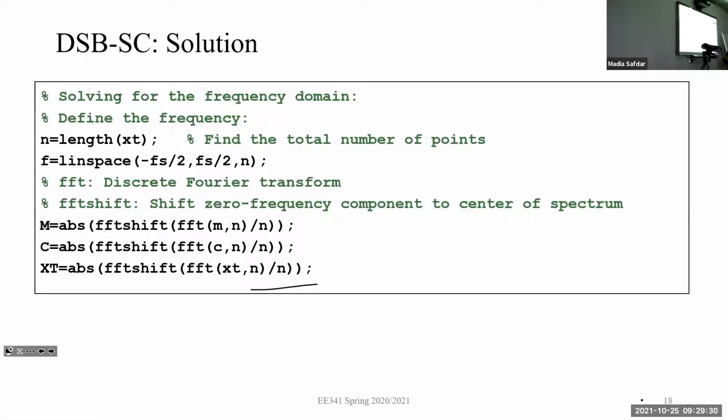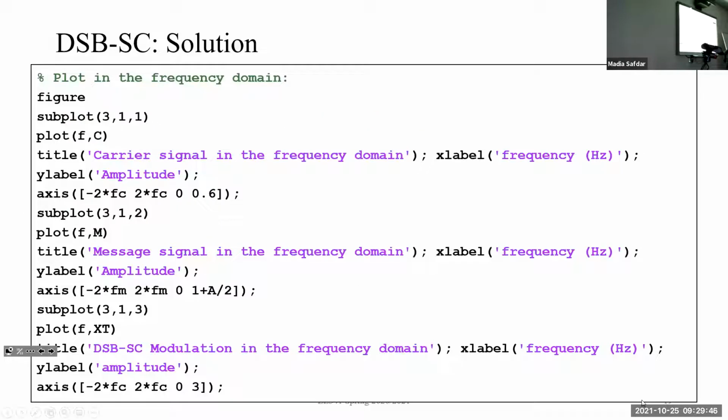Frequency domain. The same command, absolute value of FFT shift of F, where F is the message signal and N is the number of samples, normalized with the total number of samples. Okay, then just plot. Okay, plot and subtitles. Right?